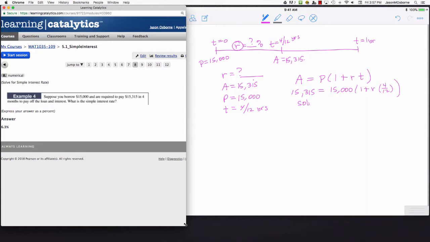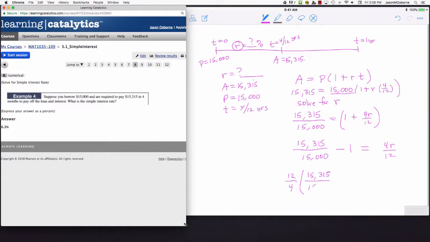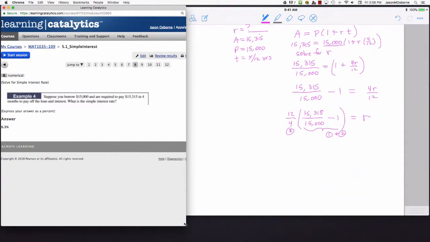So you substitute in, and now the goal is to solve for R, which can be done by keeping in mind the order of operations. Dividing both sides, that will be 1 plus 4R divided by 12. I would then subtract 1 from both sides, which means that you'd be left with 4R divided by 12. And then my final step would be to multiply both sides by 12 over 4. So this is step 1 and step 2, and then my third step is going to be to multiply everything by 3. So we will do this on our calculator now.